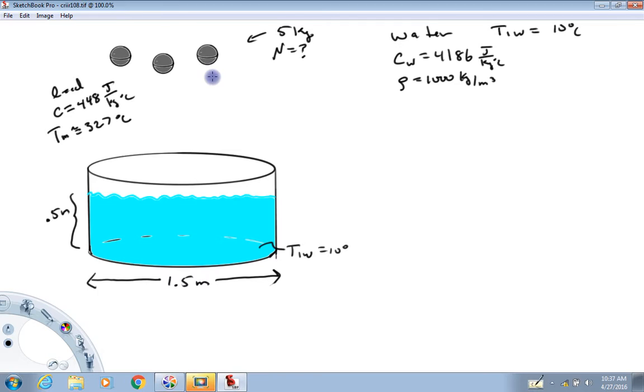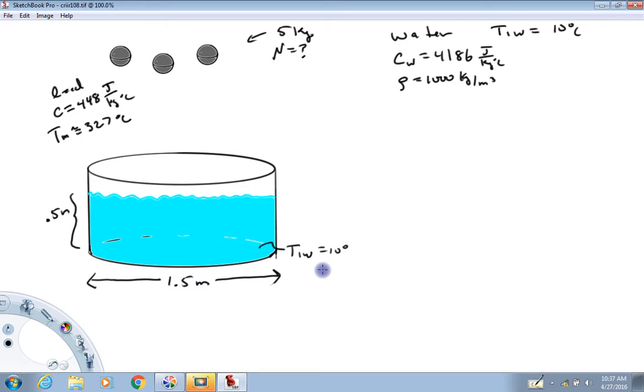Now, I don't know how many. That's what we're going to actually calculate here in a minute, N. I only drew 3 of them, but the idea is they're going to put these cannonballs into this tank of water. And what we're going to try to calculate is how many cannonballs we can put into this tank of water before the water goes from a starting temperature of 10 up to its boiling point of 100 degrees centigrade. That's the question we're going to be looking at.